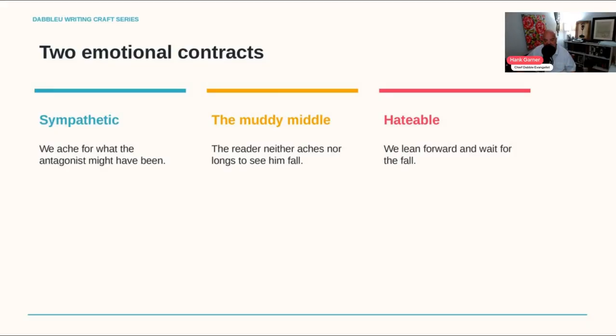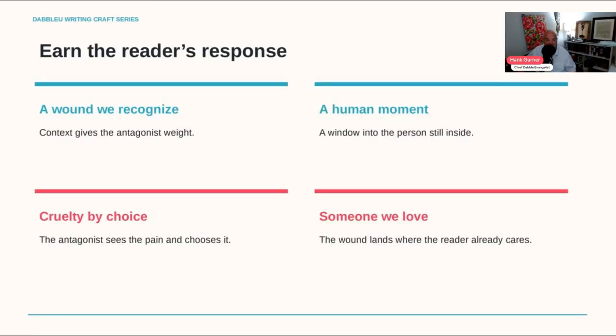Let us call the first mode sympathetic. We understand the antagonist's wound. We see enough of his humanity to wish he had made a different choice. We may even agree with what he wants while rejecting what he's willing to do to get it. Sympathy is earned with two things: a wound we recognize and a human moment. The wound gives context. The human moment lets us see that the wound did not erase the whole person.